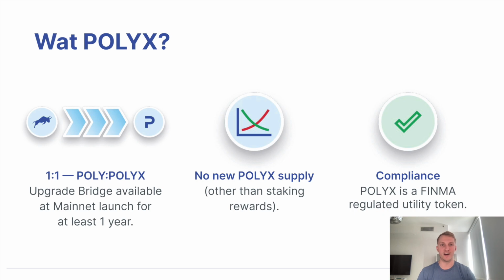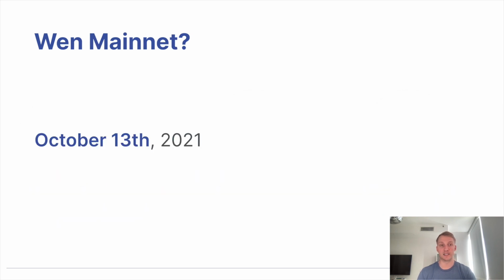When will Polymesh Mainnet go live? Polymesh Mainnet is expected to launch on October 13th, 2021. So in just a few weeks from now, we'll be able to have users onboarding onto the chain, staking to secure the chain, earning rewards, creating security tokens, managing security tokens, investing in security tokens, and engaging in governance on the chain as well. That's when Mainnet is scheduled to go live, but what is Mainnet going to look like?